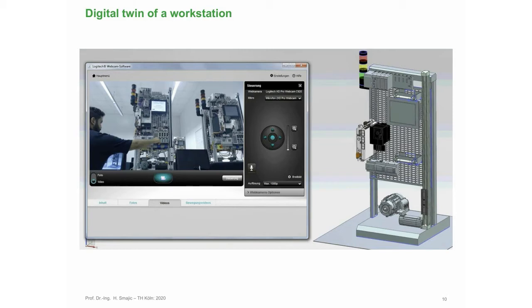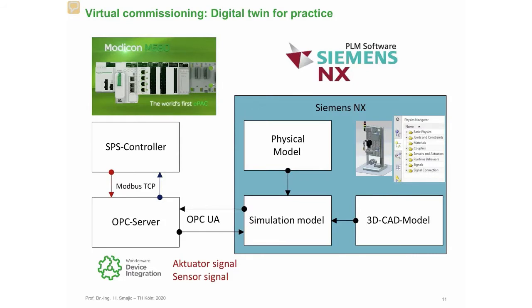But just let me say what technologies are used in order to develop this. On the right side is a CAD model from Siemens NX. With this tool, we developed a simulation model which can communicate via an OPC server, via the OPC UA interface. In the video that I'm going to show later, we work like hardware in the loop. Hardware in the loop means the PLC is hardware, but the equipment is virtual.